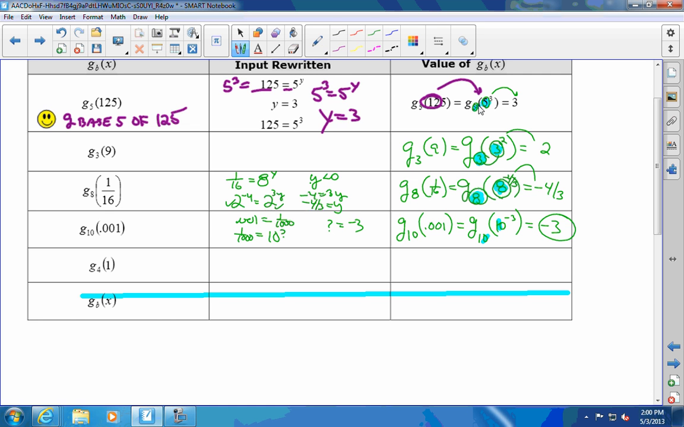So let's now go to g base 4 of 1. So how can you write 1 as 4 to a power?